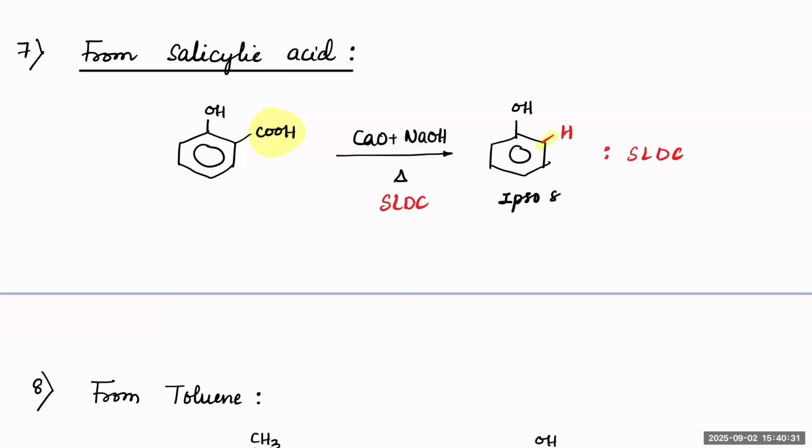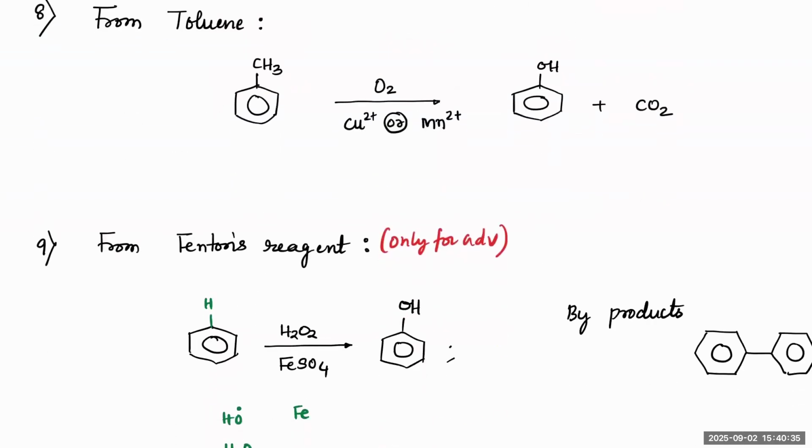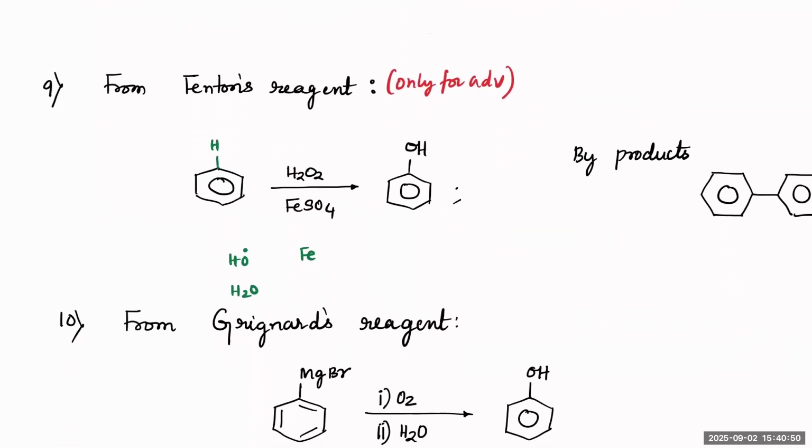Okay. This is also ipso substitution reaction. Done. Next, if you have toluene, if you oxidize that in air or in the presence of copper salts or manganese salts, you will get this into a phenol form, and carbon will come out as carbon dioxide here. Okay. Again, no mechanism required.